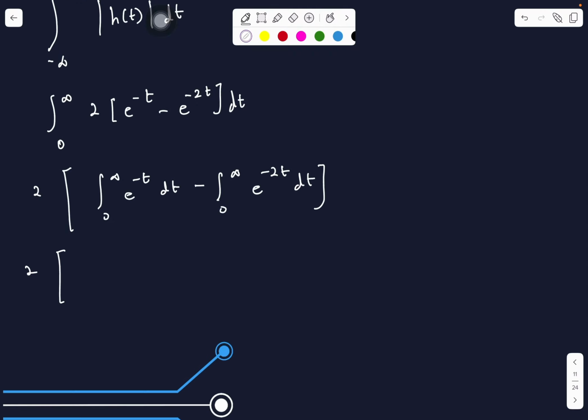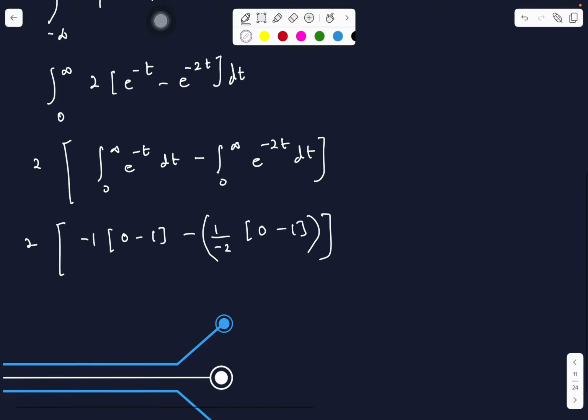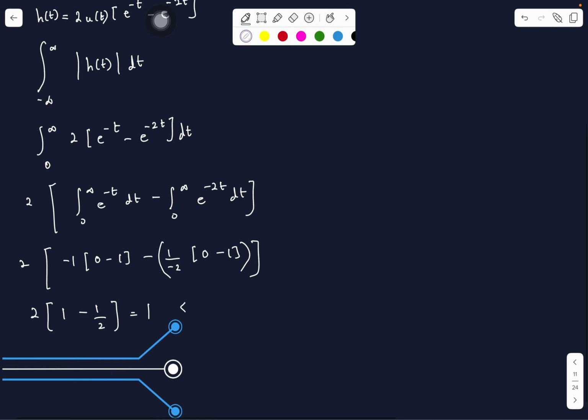2, we can minus 1, and then 0 minus 1 minus 1 over negative 2. This should be in a bracket. And then 0 minus 1, close the bracket. So 2 times (1 minus half). So 1 minus half is half, and half times 2 is 1, which is less than infinity. So it's stable.